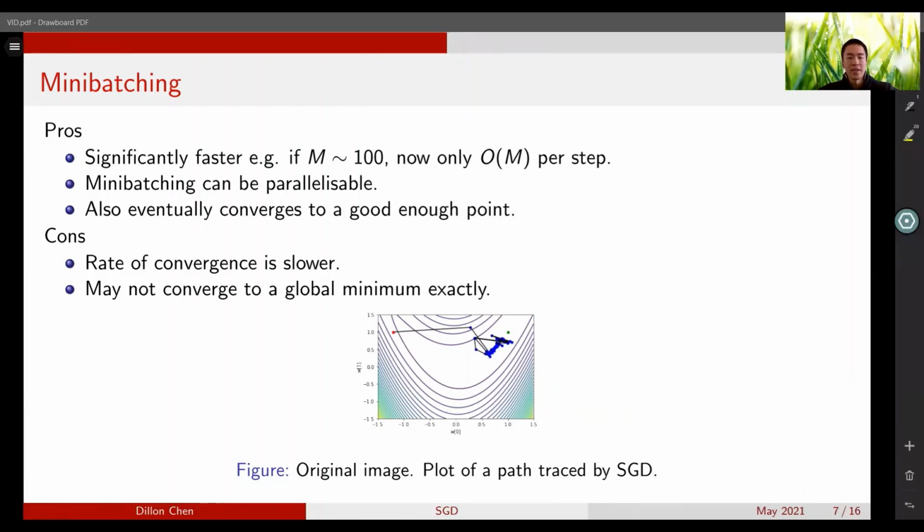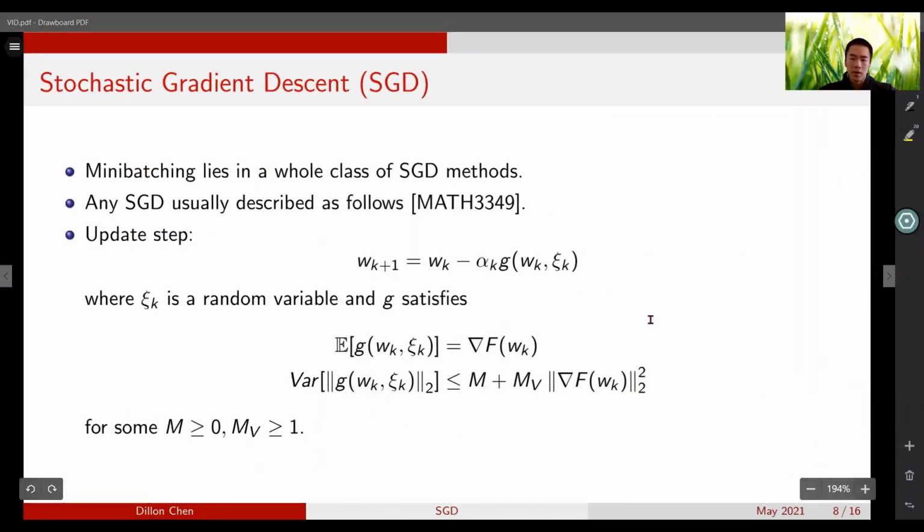Usually, this method still lets us find a good enough approximation to a local minimum, but it does have some cons, which is expected as we throw away some information when we take approximations. The rate of convergence is lower, and we may not even converge accurately. We know that the method of mini-batching actually lies in a whole class of stochastic gradient descent, or SGD methods.